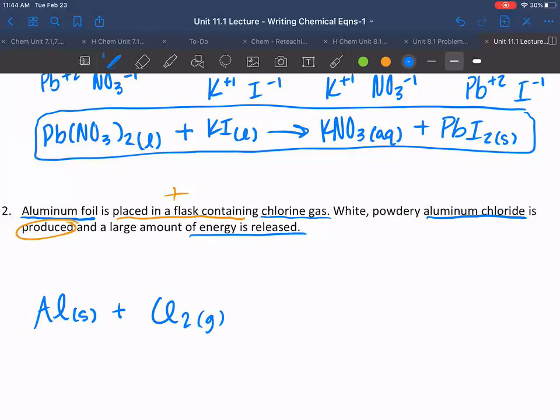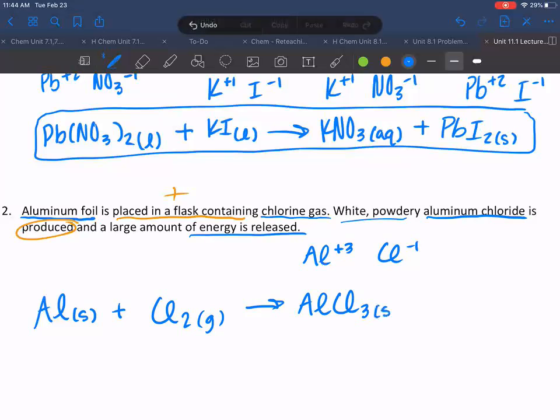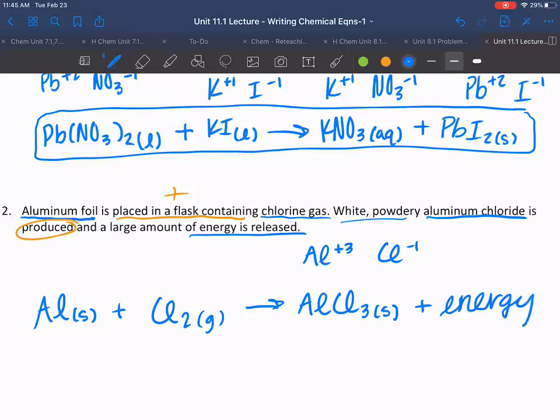What comes next then in the equation? Arrow. We're done with our reactants. Now it told us that aluminum chloride is produced. So we have to figure out what the formula is for an aluminum ion, that's +3, and chloride ion, which is -1. So what is it going to be? Awesome. And if it's a white powder, what state do you think? It's a solid. And we already said that energy has to go on the right side because it's being released. So this is our final answer.